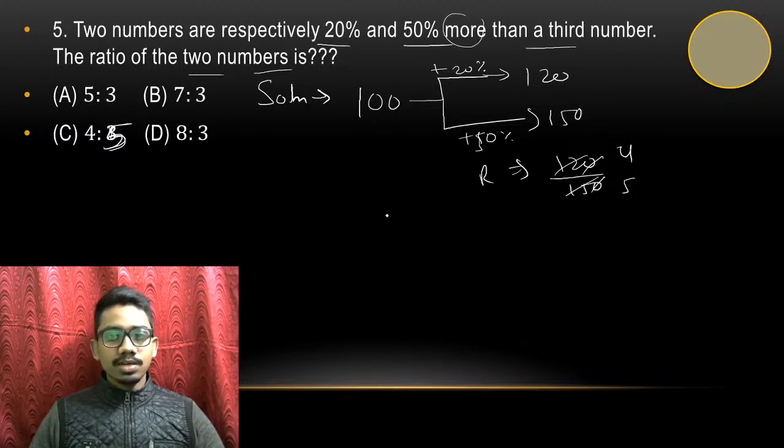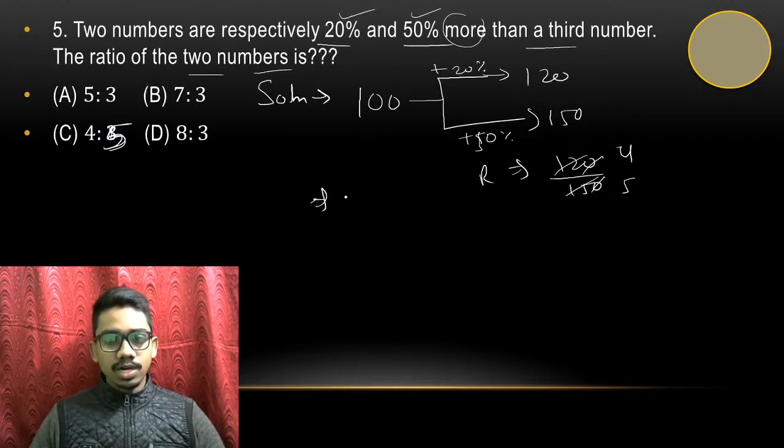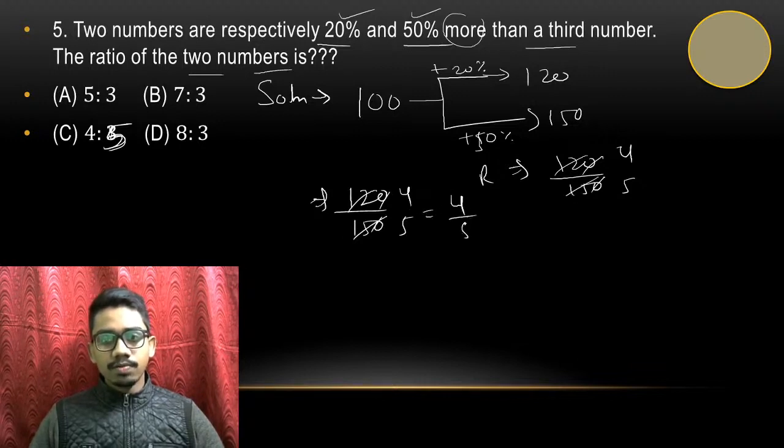All you can do is, first of all, it is written 20% more and 50% more. So you can simply write 20% more means 120 and 50% more means 150. You can cancel the values. 3 4s are 12, 3 5s are 15. You will get 4 by 5.